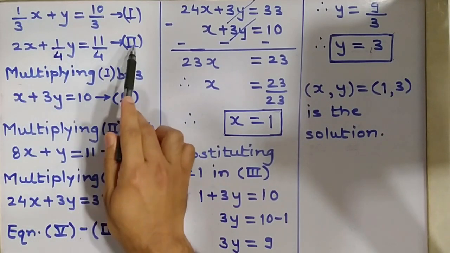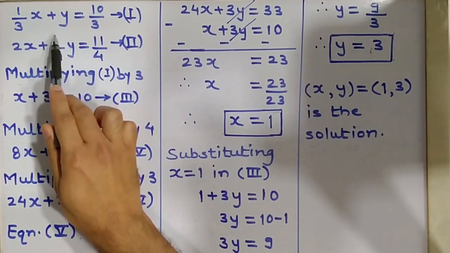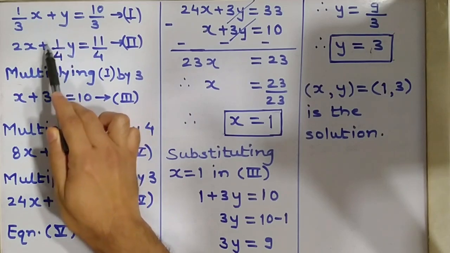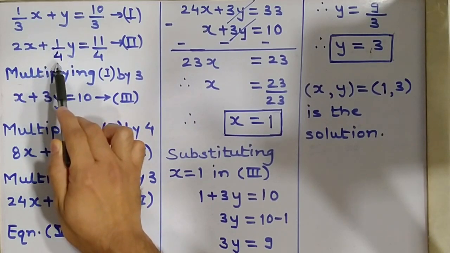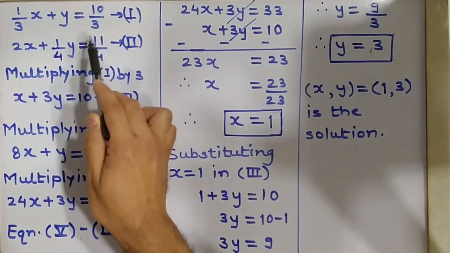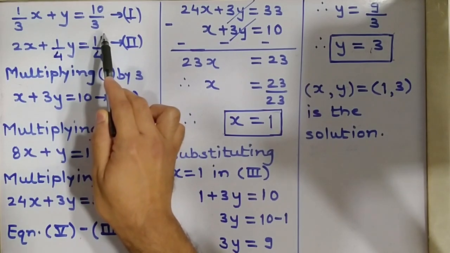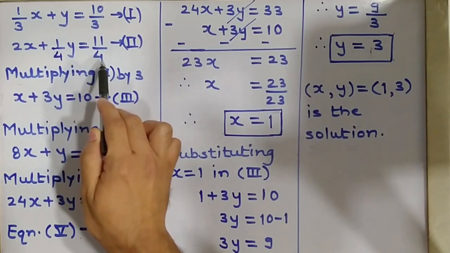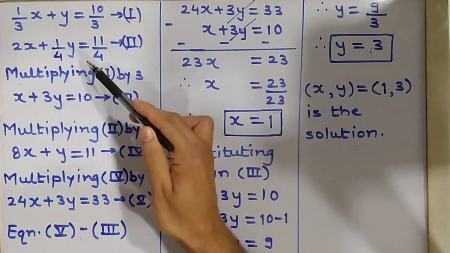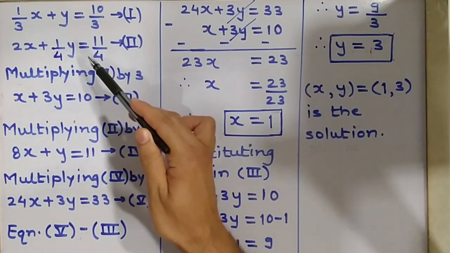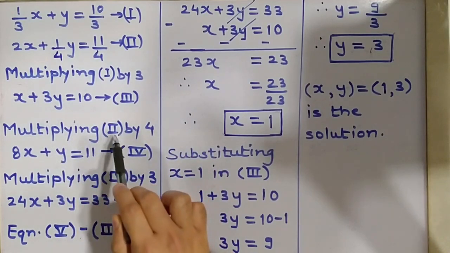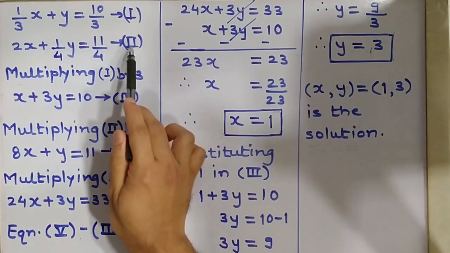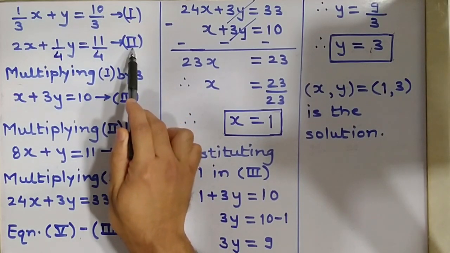Similarly, in equation number 2 आप देख सकते हैं कि y का जो कोएफिशिएंट है, that is 1 upon 4, is in fraction form, and also the constant 11 upon 4 is in fraction form. ठीक है? So नीचे 4 है डिनोमिनेटर में. So if you want to eliminate this fraction form, what you are going to do, you will multiply equation 2 by 4 throughout.